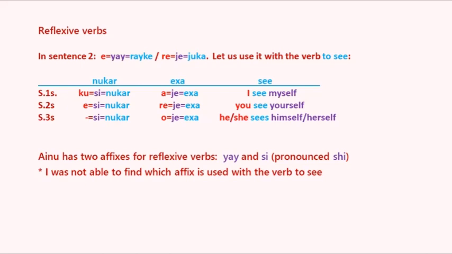So for nukaru, kushinukar, eshinukar, shinukar. Echa, ajecha, rejecha, ojecha. To see: I see myself, you see yourself, he or she sees himself or herself. So the reflexive affix goes between the prefix for the subject and the base form of the verb. It's always in the same position and it doesn't change, it's invariable.